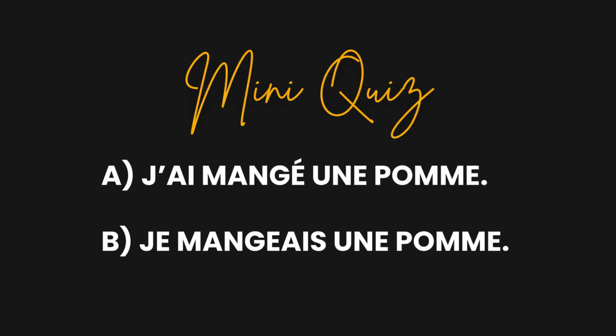Now let's do a mini quiz. Select which sentence uses the imparfait. A. J'ai mangé une pomme. Or B. Je mangeais une pomme. Which sentence is the imparfait? The correct answer is B. Je mangeais une pomme. I was eating an apple, or I used to eat an apple.